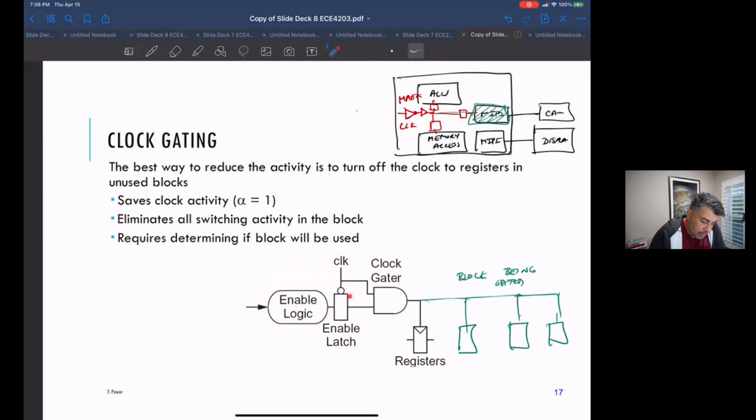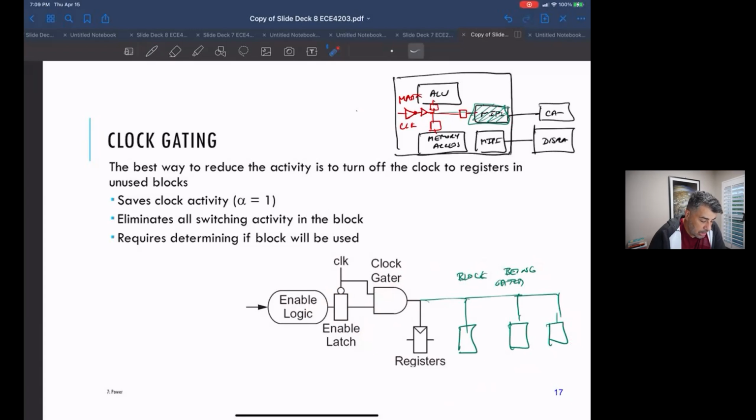Now, the reason you have a latch here and you're synchronizing your enable signal with the clock is if this enable was completely asynchronous with clock, you could end up having some sort of half clocks and stuff run through here and completely wreck the status of this block, and you sort of put it in an unknown state. So it's really important to put a latch here to synchronize your enable logic with your clock.